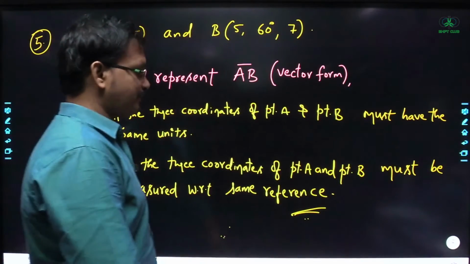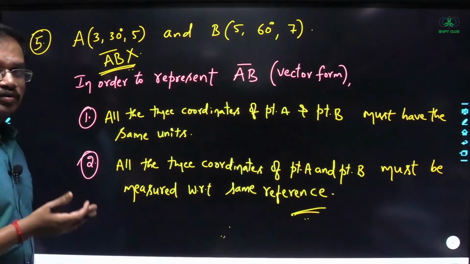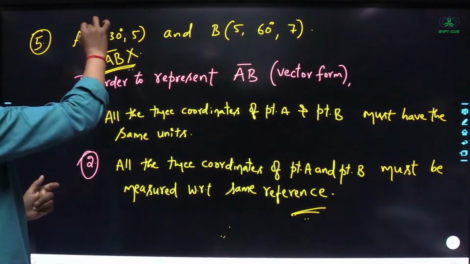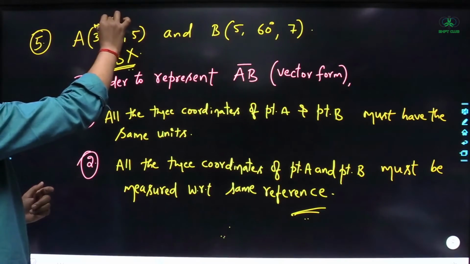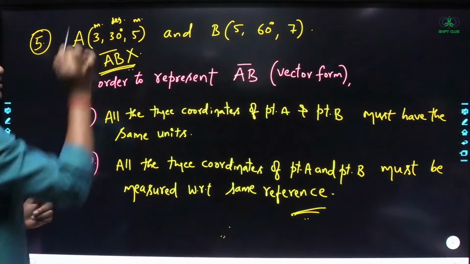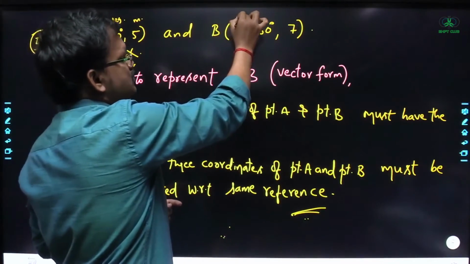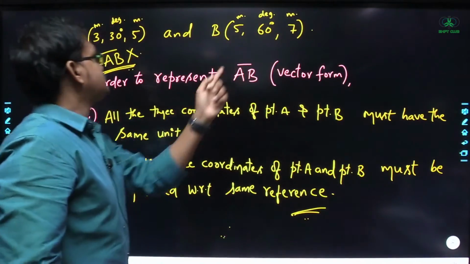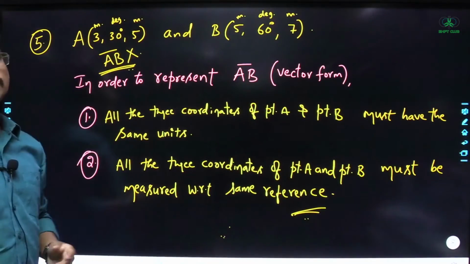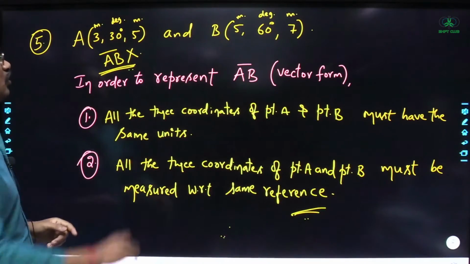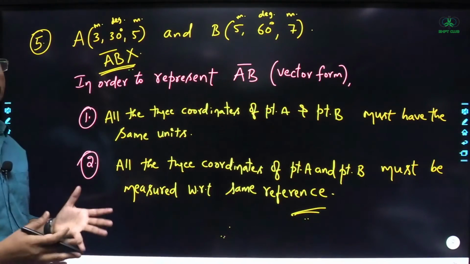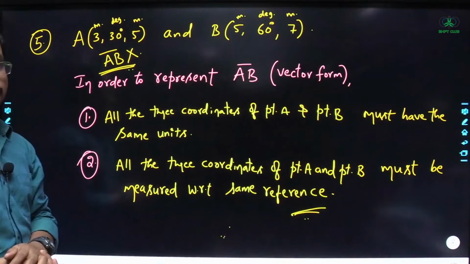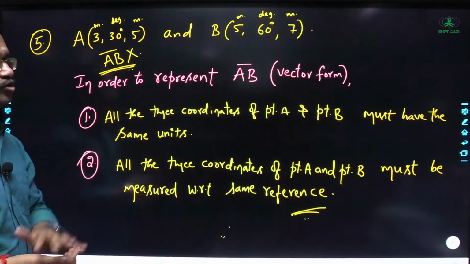So if you want to represent it in vector form, what do we have to do? What are the problems we are having here? All the three coordinates do not have the same units. Here the unit of this one is meters, the unit of this one is degrees, and the unit of this one is meters, right? So all the three coordinates do not have the same units. And also all these three coordinates are not measured with respect to the same reference point. So in that case we cannot represent it in vector form. These are the two problems we are having.